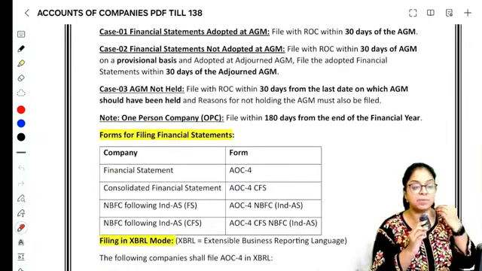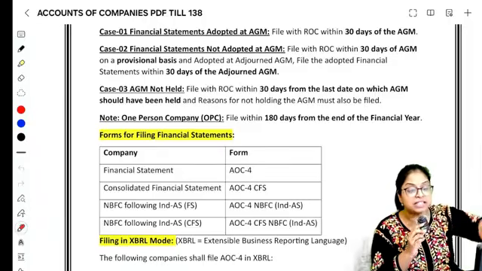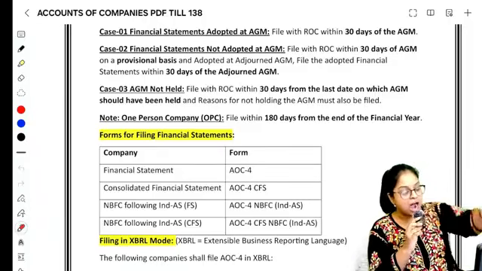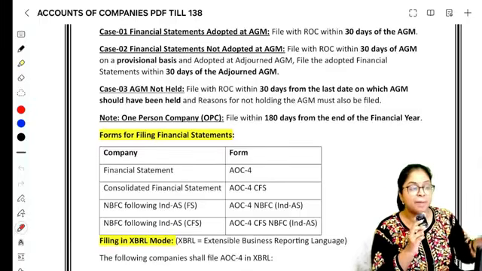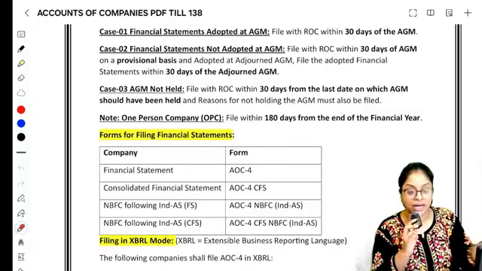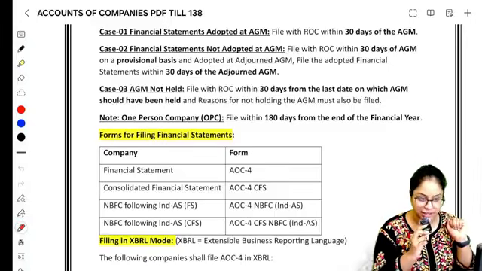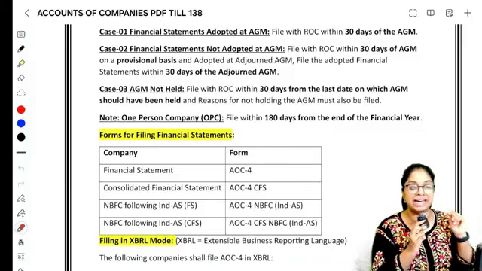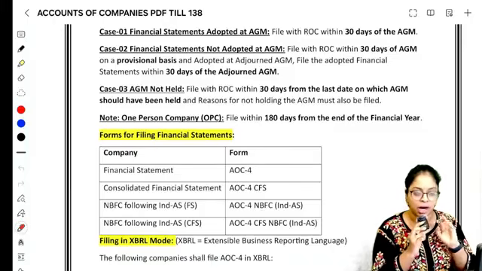And what if the AGM is not at all conducted? It's okay, still 30 days from the last day on which the AGM should have been held. Within 30 days from the date on which the AGM should have been held, you should submit the copy to the ROC. But because your AGM is not at all held, you should give reasons to the ROC why the AGM could not be held. Right? And in case you are a one-person company, you get a total of 180 days from the end of the financial year to submit this copy to the ROC.